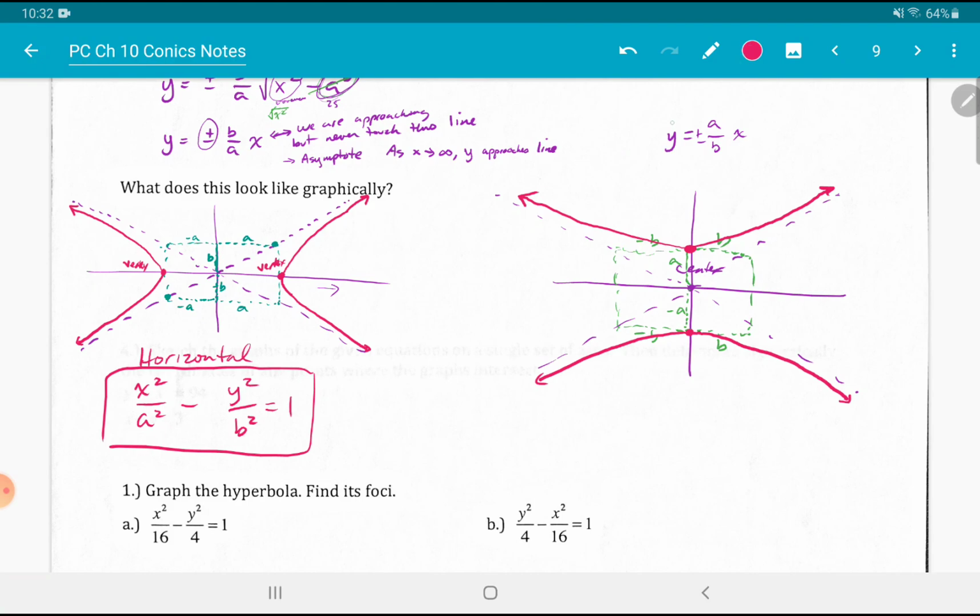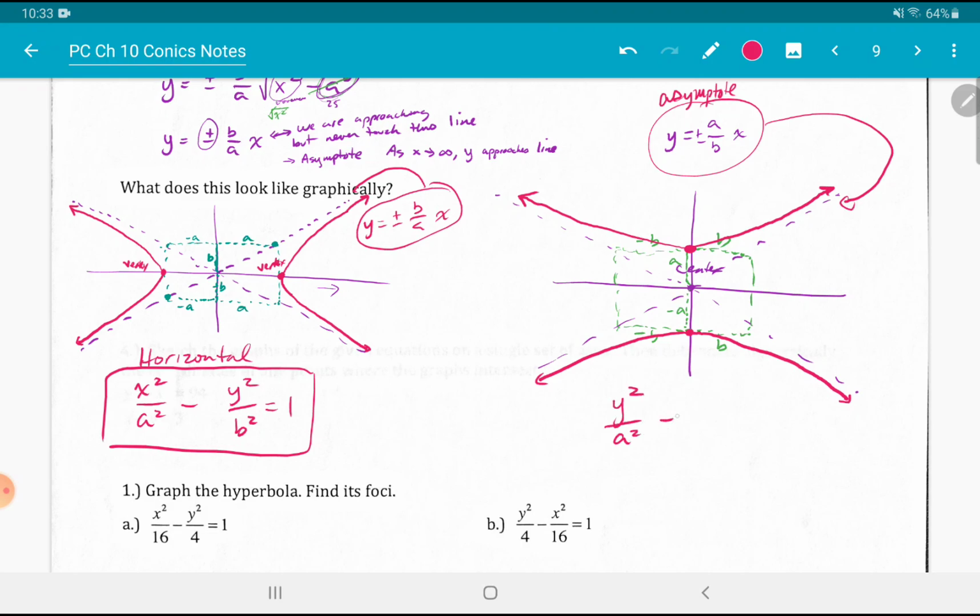So notice how the equation of its asymptote is y equals a over b x. Okay, that's its asymptote, versus in our horizontal hyperbola, our asymptote was y equals plus or minus b over a x. And now in terms of the equation, because we have a vertical hyperbola, we're going to write a different formula. Instead of x squared minus y squared, we're going to make it y squared over a squared minus x squared over b squared equals 1. Okay, so this is for a vertical hyperbola.